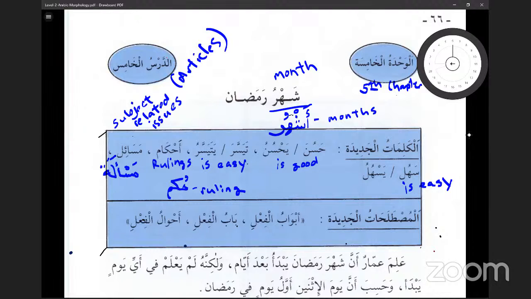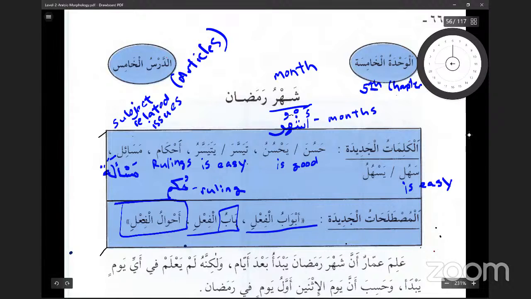For new terminology, we have the abwab al-fi'l. We took them: nasara yansuru, daraba yadribu, and so on and so forth. Bab al-fi'l is singular. Bab is the singular of abwab. So the subcategory of a verb. Abwab al-fi'l, the subcategories of the verb. And then we have here ahwal al-fi'l. Ahwal al-fi'l, rarely used. It means the state of the verb. What bab does it belong to? What wazn does it belong to? So on and so forth. That is ahwal al-fi'l. Don't worry about it too much. Or at all, actually.